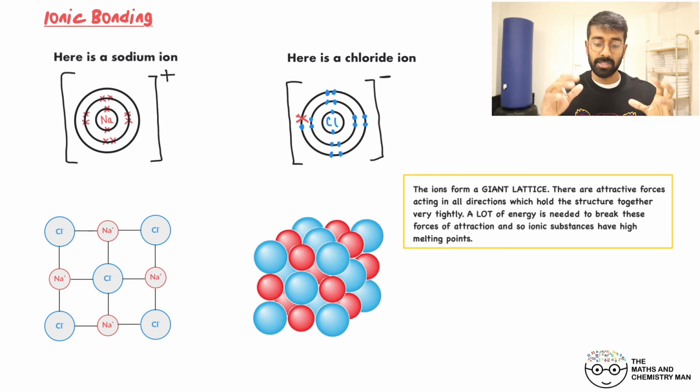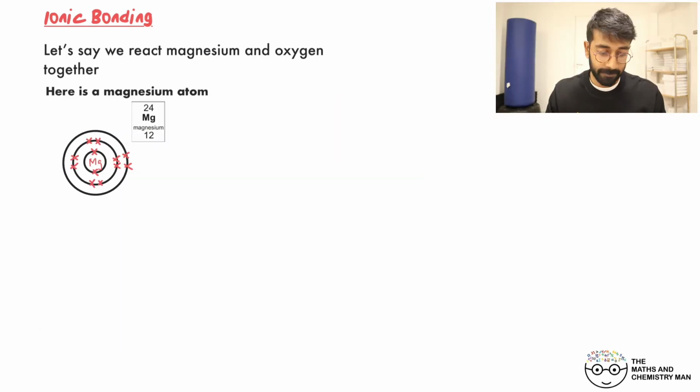And because there's lots of attractive forces there, this structure is held very, very tightly together. And therefore a lot of energy is going to be needed to break all of these forces down. And therefore ionic substances have generally quite high melting points.